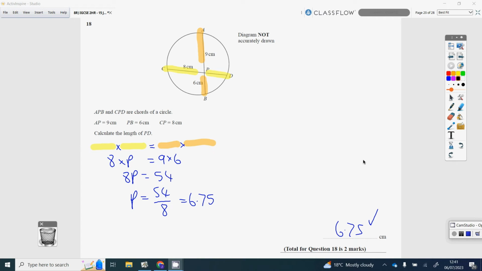Question 18. So this is one of those 2 extra circle theorems you need to learn for IGCSE involving lengths, not involving angles. So basically you've got to learn that that length from C to P multiplied by that length from P to D equals the length from A to P multiplied by the length from P to B. So yellow times yellow equals orange times orange. So 8 times P equals 9 times 6. So 8P equals 54. Divide by 8, 54 divided by 8 is 6.75.